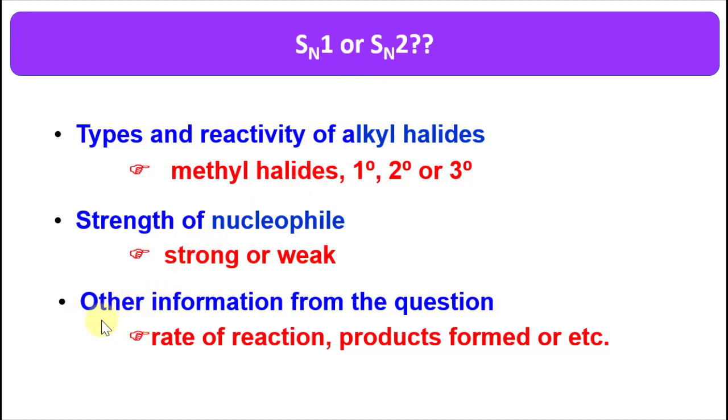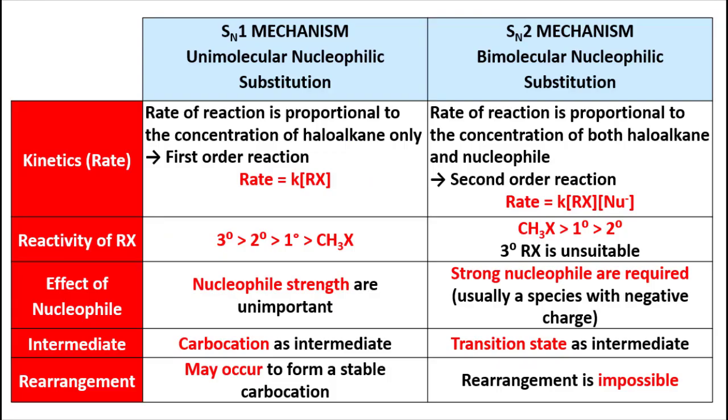And last but not least is if we have other information from the question. For example, if the question states the rate of reaction or the products formed or anything else. So this is a summary of the difference between SN1 mechanism and SN2 mechanism.